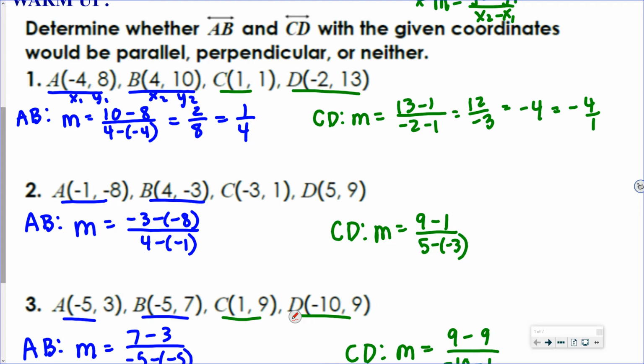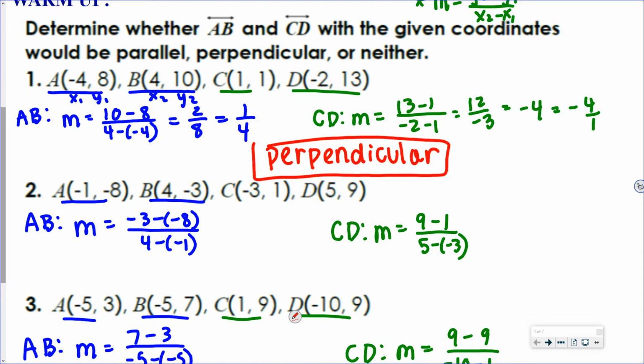They have to be opposites. Do we have opposites here? We have 1 positive, 1 negative. Yes. Okay, fits Lillian's criteria. Are they reciprocals? Yes. Fits Ben's criteria. They have to fit both. These are perpendicular. Raise your hand if you got that right. Nice.